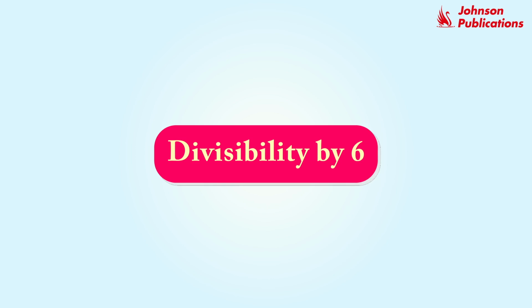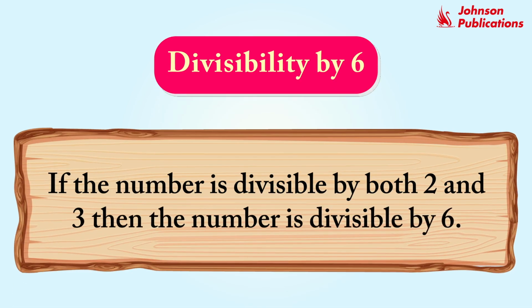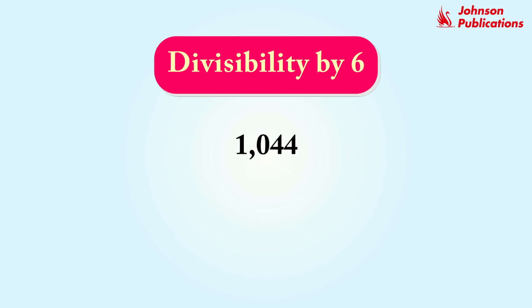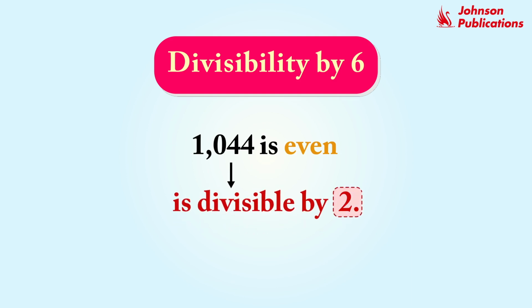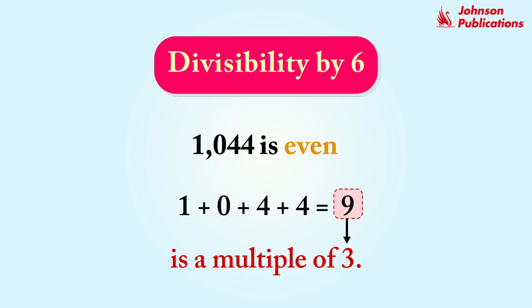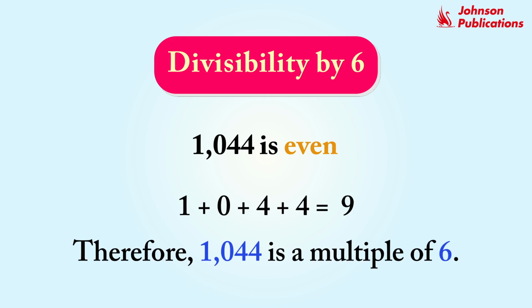Divisibility by 6. If the number is divisible by both 2 and 3, then the number is divisible by 6. For example, look at this number. The number is an even number and so it is divisible by 2. Also, the sum of digits is 9, which is a multiple of 3. Therefore, the number is a multiple of 6.